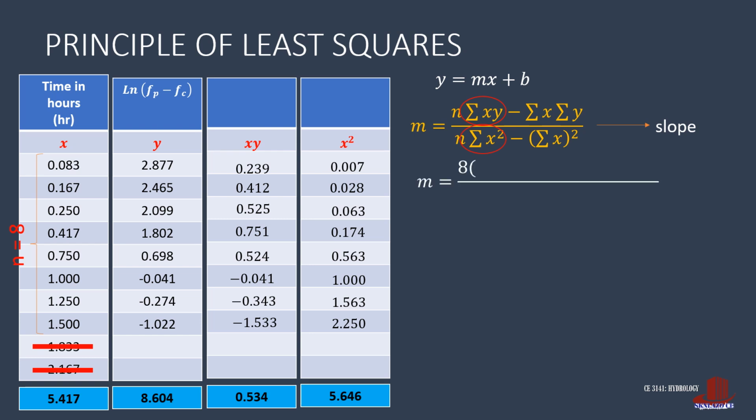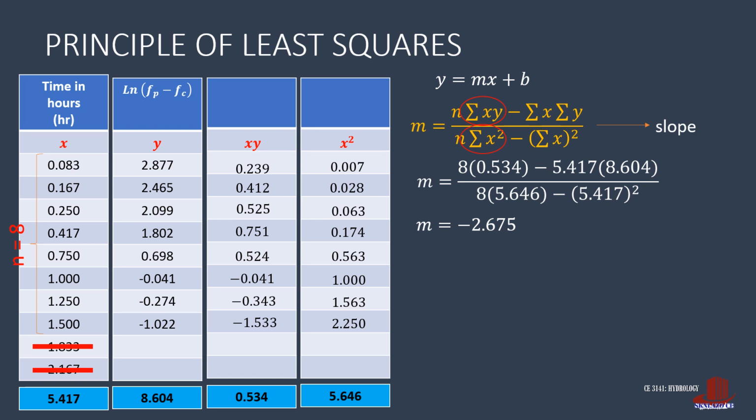The slope m is then 8 times the summation of xy, which is 0.534. Subtract from this the summation of x, which is 5.417, multiplied by the summation of y, which is 8.604. Then divide this by n of 8 multiplied by the summation of x squared, which is 5.646, minus the square of the summation of x, which is 5.417. m is then computed as negative 2.675.